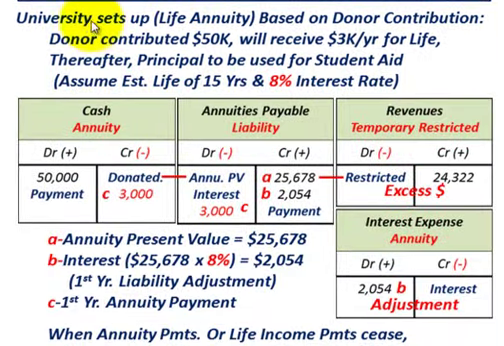So just going through a really basic example here. Say the university sets up a life annuity based on some donor contributions. The donor contributes $50,000, and they're going to receive in this example $3,000 per year for the rest of their life. Thereafter, once they die, the principal can be used up for student aid. Let's assume for this annuity the estimated life is 15 years for the donor, and there's an 8% interest rate assumed on this annuity.